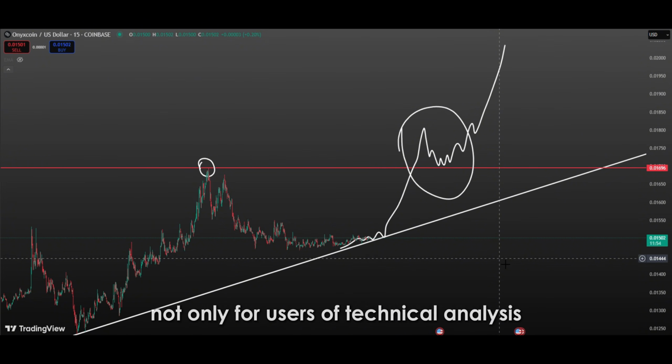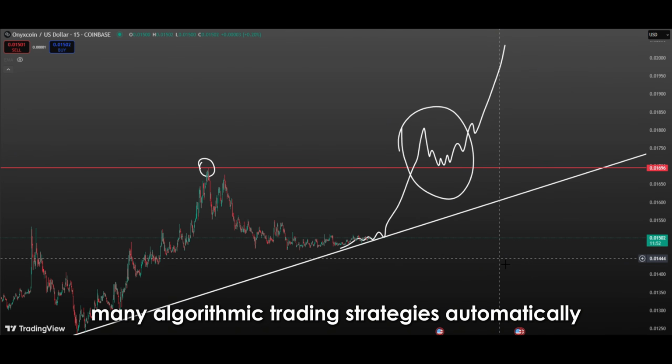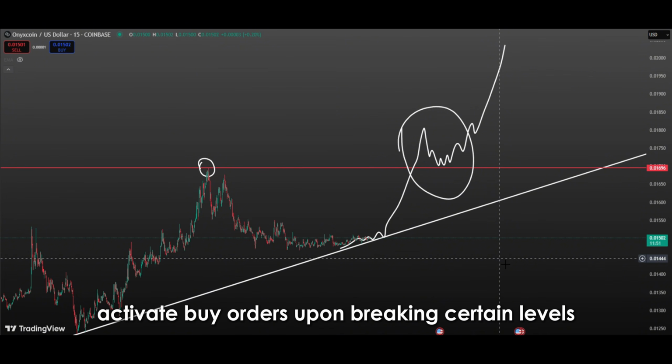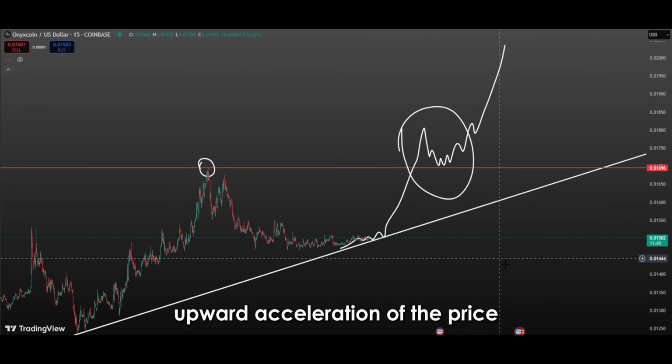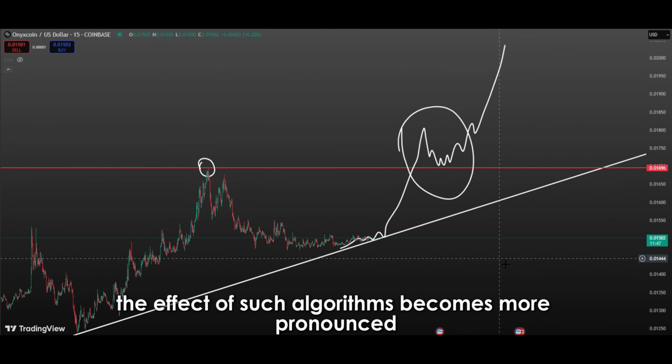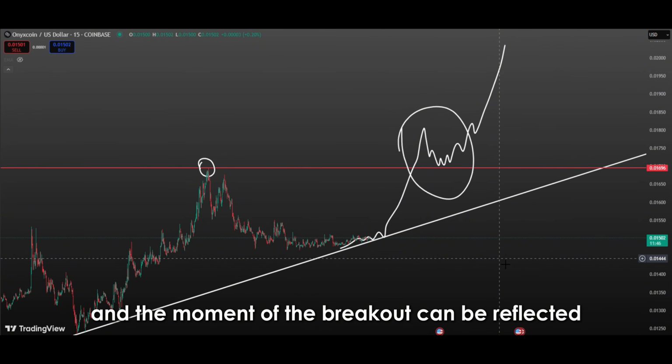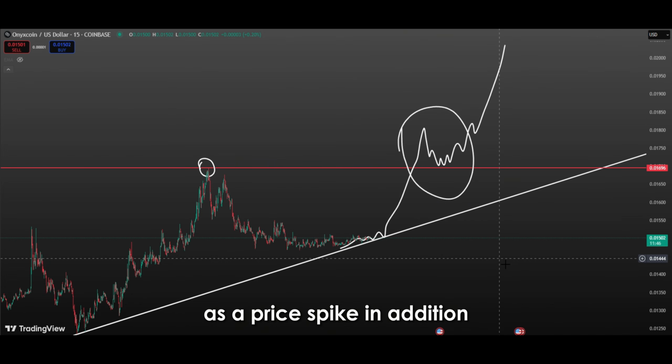This is important not only for users of technical analysis, but also for algorithmic systems. Many algorithmic trading strategies automatically activate buy orders upon breaking certain levels. This results in a rapid upward acceleration of the price instantly after the breakout. Especially in highly liquid markets, the effect of such algorithms becomes more pronounced, and the moment of the breakout can be reflected as a price spike.